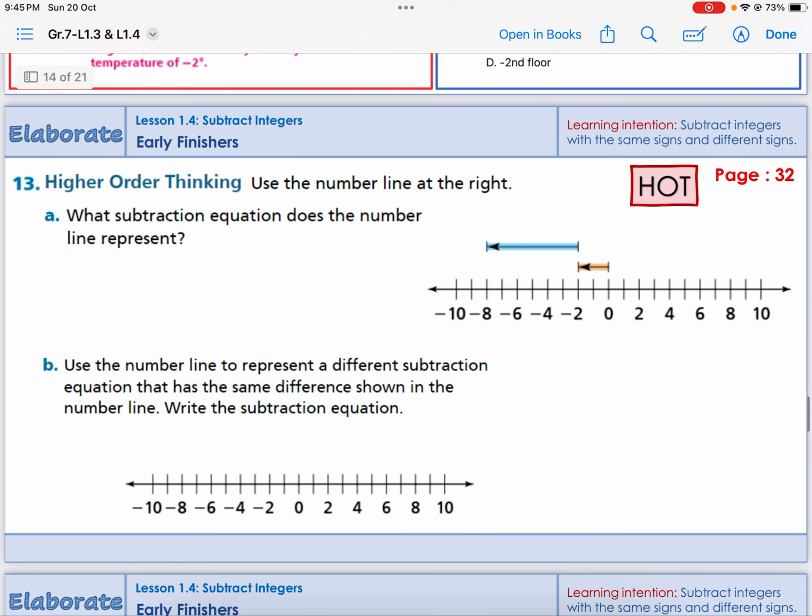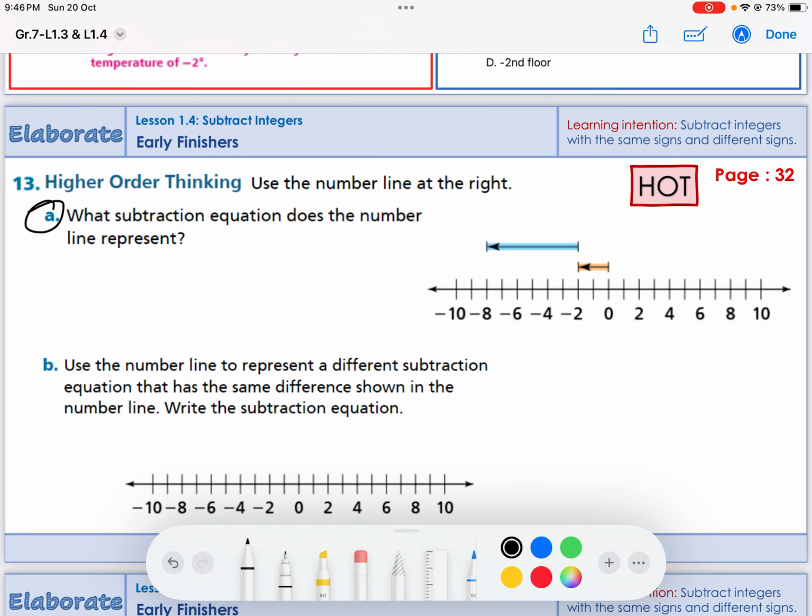Okay. This one also, it's a good question. Write a subtraction equation. So what will the subtraction be? You started at 0, then you stopped at negative 2, and then you went to the left. That means minus. How many steps did you go to the left? 1, 2, 3, 4, 5, 6. So that means negative 6. Where will you stop? That will be your answer, which is equal to negative 8. Okay? So going to the left means you should subtract.